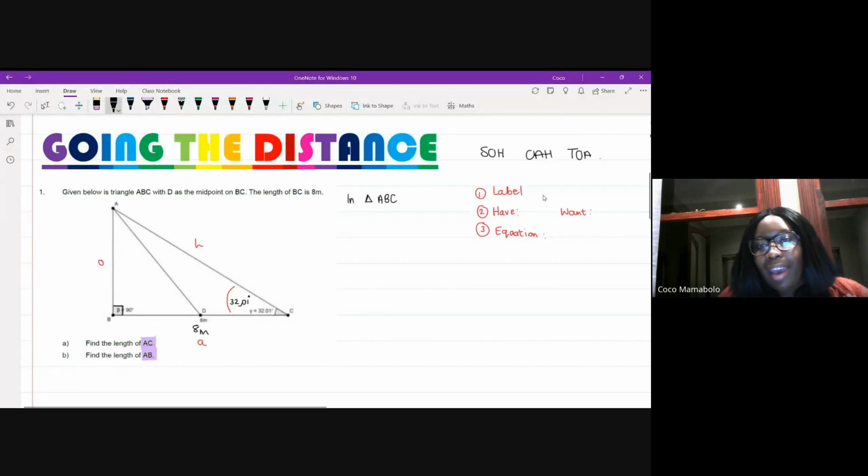Now, what do I have? I've labeled. What do I have? I've got my angle, 32.01, and I've got my adjacent side. What do I want? I want AC, and AC is my hypotenuse. So my equation must involve adjacent and hypotenuse. So I must use cos theta is equal to A over H.